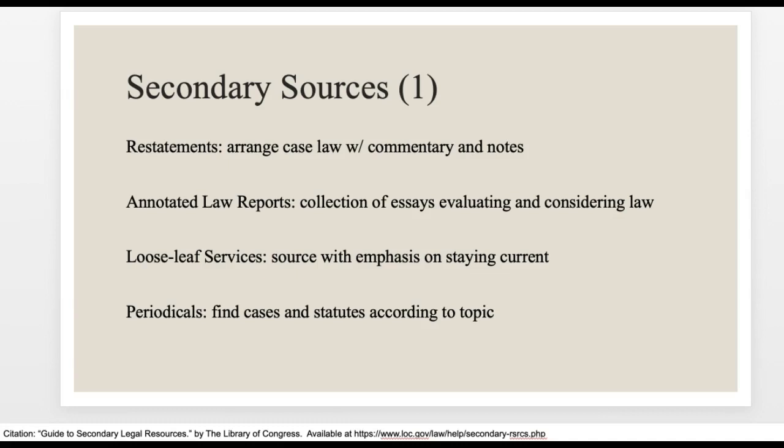Annotated law reports are collections of essays that evaluate and discuss particular narrow legal issues. The most famous and thorough of these are the American Law Reports by Thomson West.